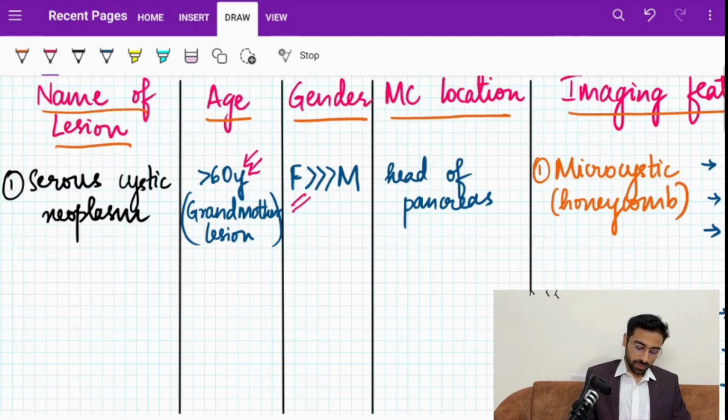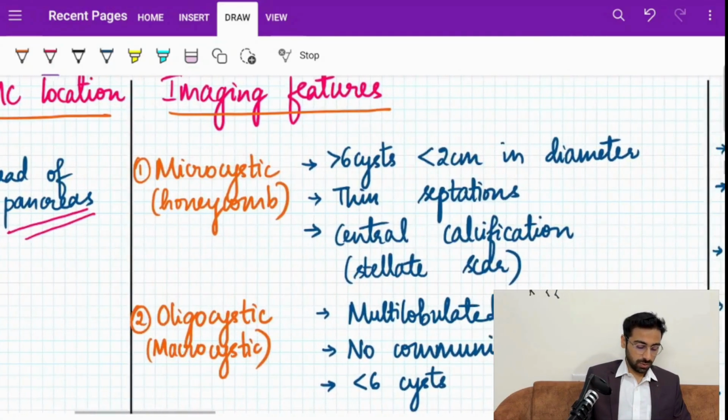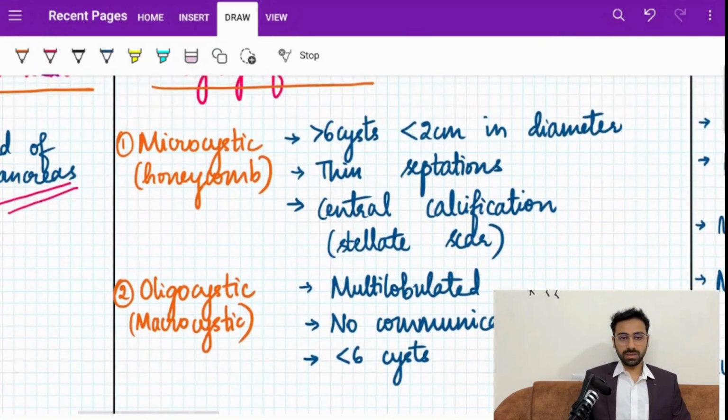Now, most common location we already saw, it is the head of the pancreas. Coming to imaging features, there are two types of serous cystic neoplasms.